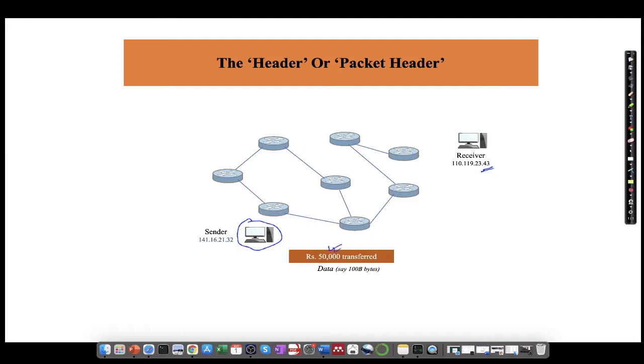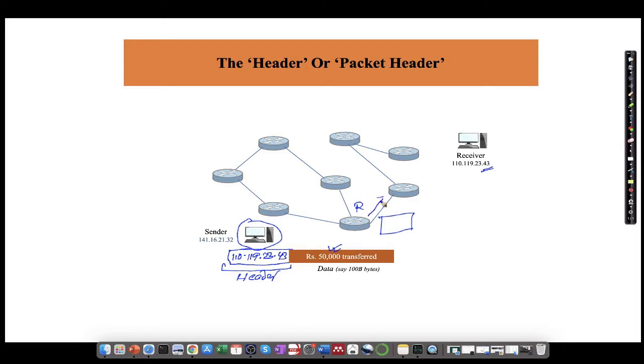The first thing to be done by the sender is to include the IP address of the destination, which is 110.119.23.43, as a part of the header. This part is called the header. In order to deliver the data to the destination, this packet must include this destination IP. Otherwise, the intermediate router will not be able to decide which path to follow.